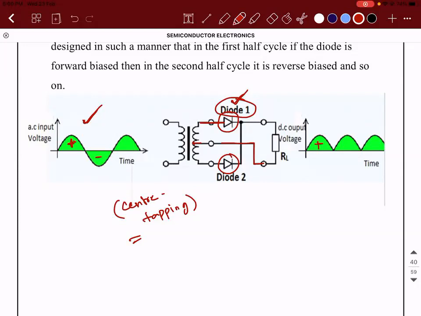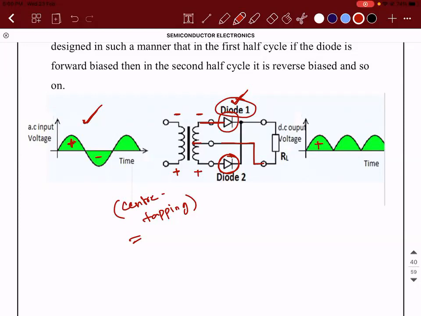If I take the negative half, then this will be negative and this will be positive. Then here what will happen? This will be negative and this will be positive. Correct? When this is happening, now what about diode 2 and what about diode 1? You tell me which one is forward biased and which one is reverse biased.